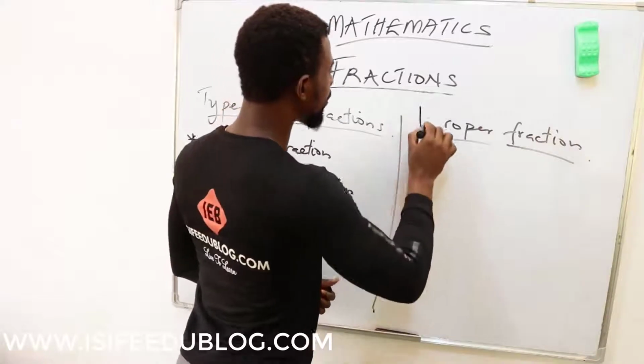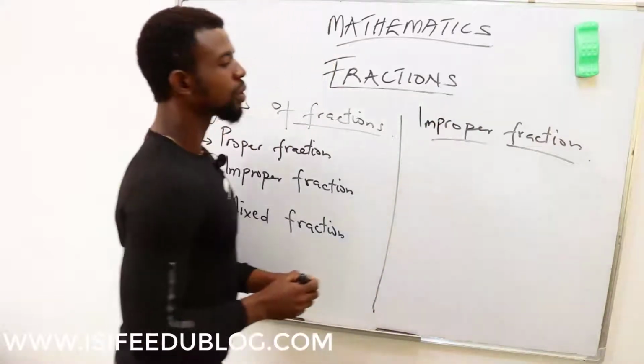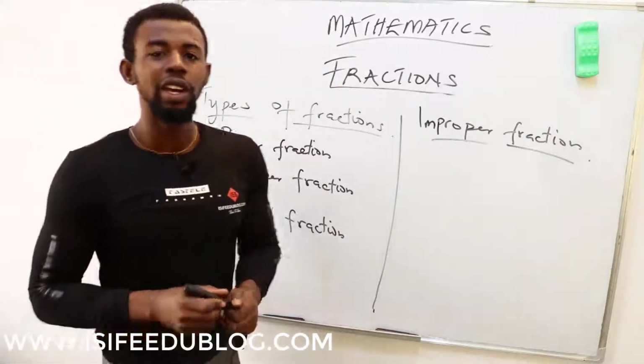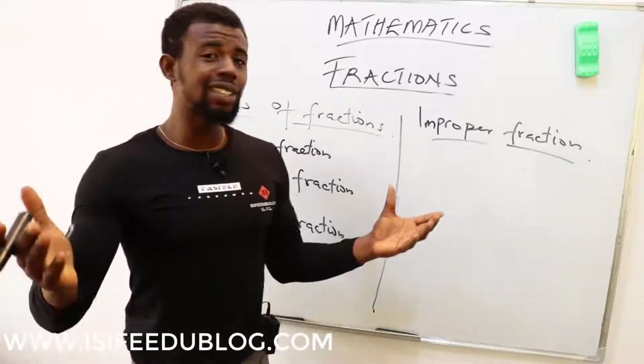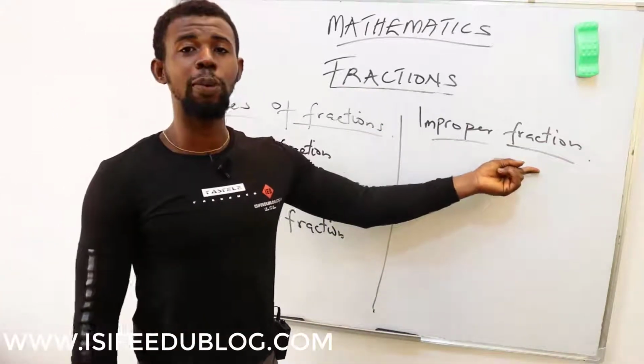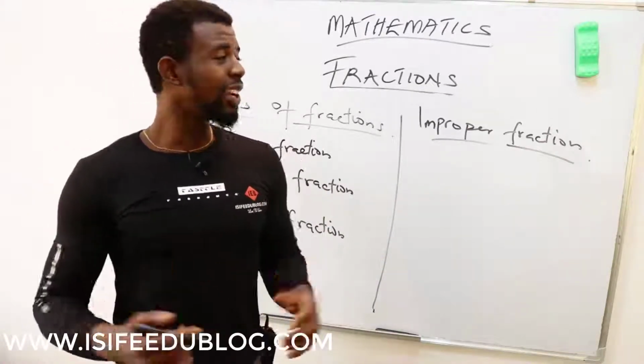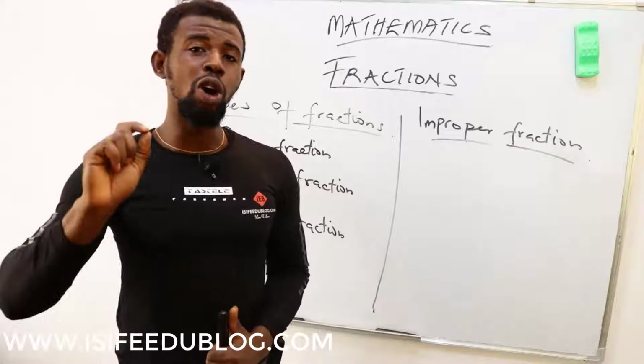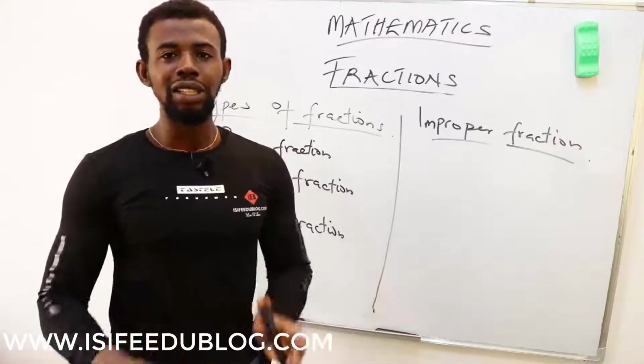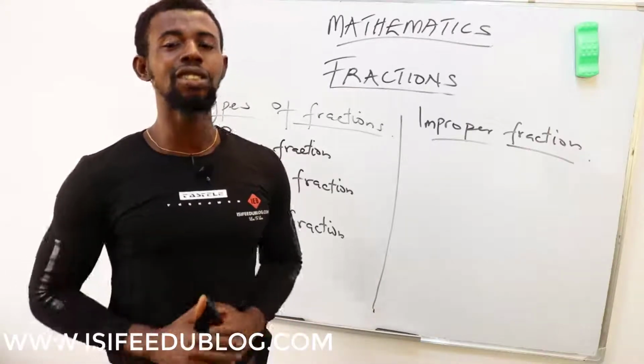What are improper fractions? Improper basically means fractions that are not proper. Now remember what our standard definition of a fraction is. In a fraction, our numerator should always be less than our denominator. That is a standard fraction. That is a proper fraction.